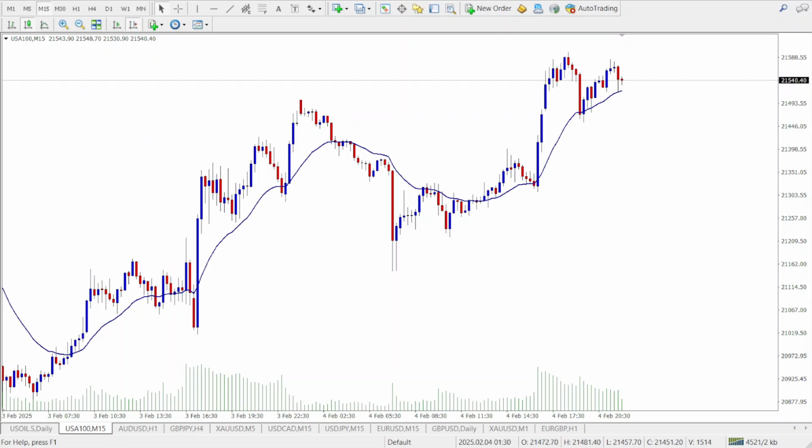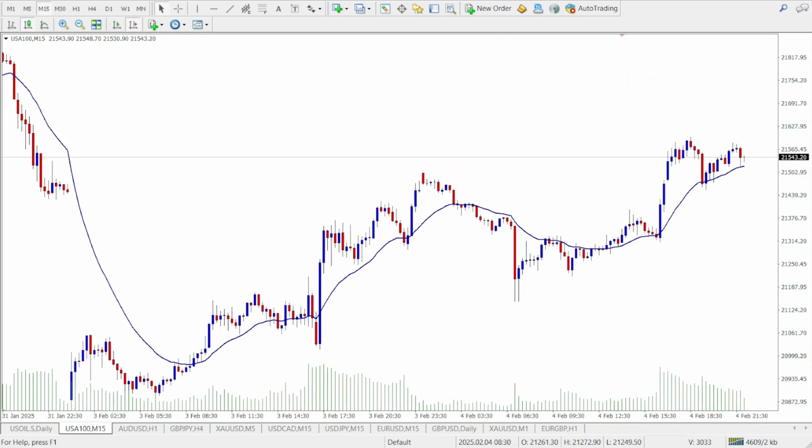Now, the 20 EMA is actually a short-term moving average, meaning it helps traders identify recent trends faster than longer-term moving averages like the 50 EMA, because the 50 EMA and the 200 EMA are longer term moving averages. So in simple terms, the 20 EMA helps traders determine whether the market is in an uptrend or downtrend or ranging.